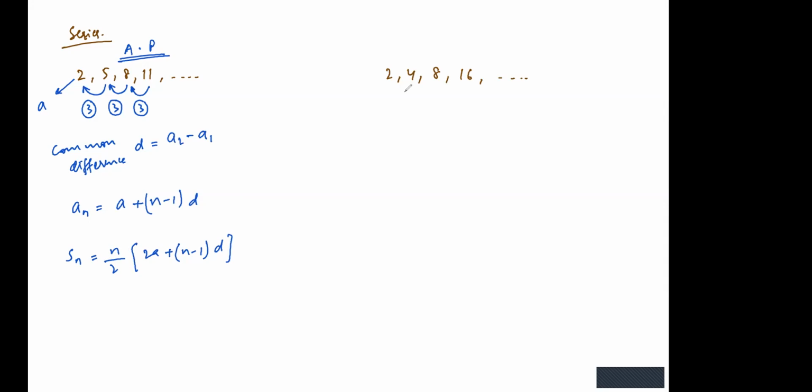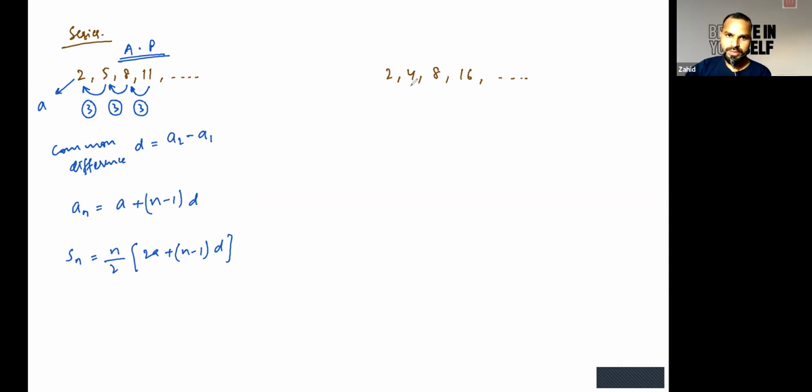Now check this particular sequence. If the difference between any two, between this and this and this, 4 minus 2 is 2, but 8 minus 4 is 4. Similarly, 16 minus 8 is 8. So the difference between any pair is not constant throughout it. So we can't say this is an AP. Okay?